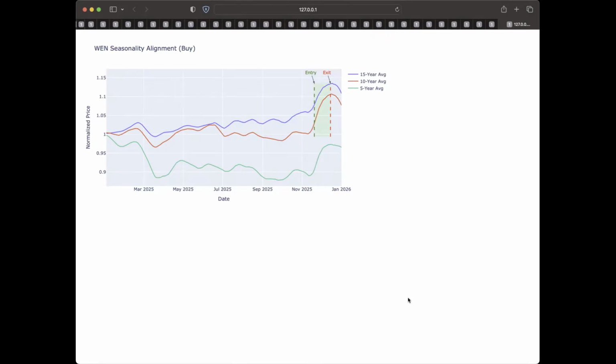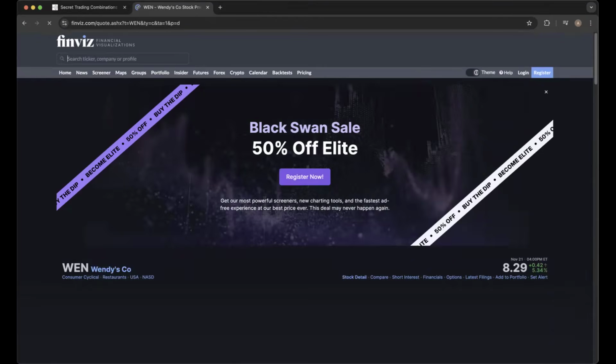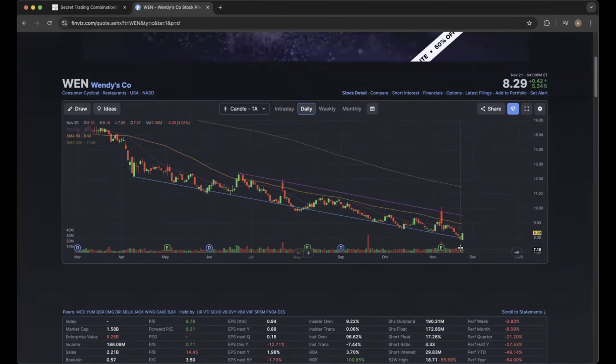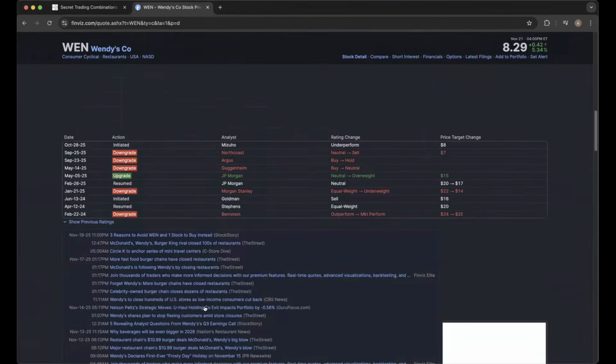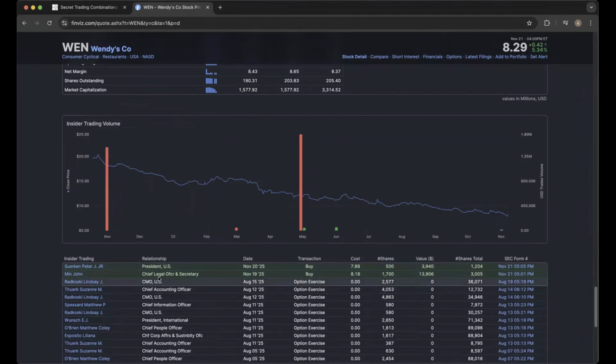So WEN, right, Wendy's. Okay, you can see the move is about to happen. They said we should buy on the 20th. If you went in on the 20th, you're already in profit, because by the 21st you already start swinging in your direction. What, 1.5 billion? Okay, which is not bad. Why did it say we should do that? So the chief legal officer and secretary, wait, okay, they're related to, oh, okay.